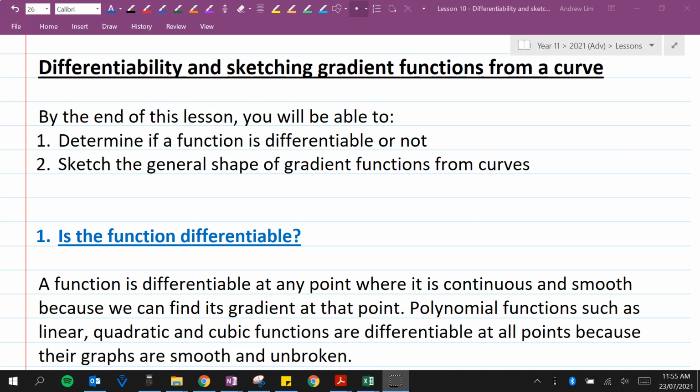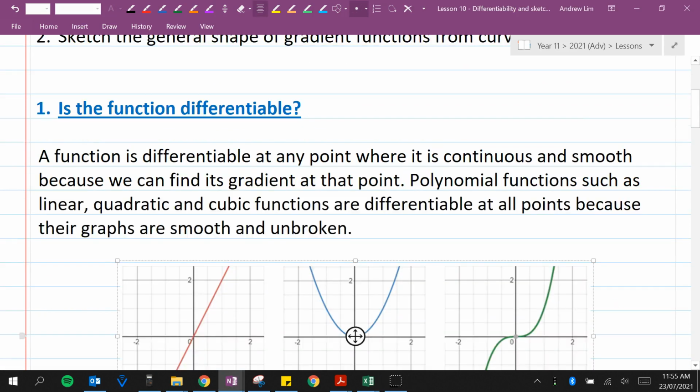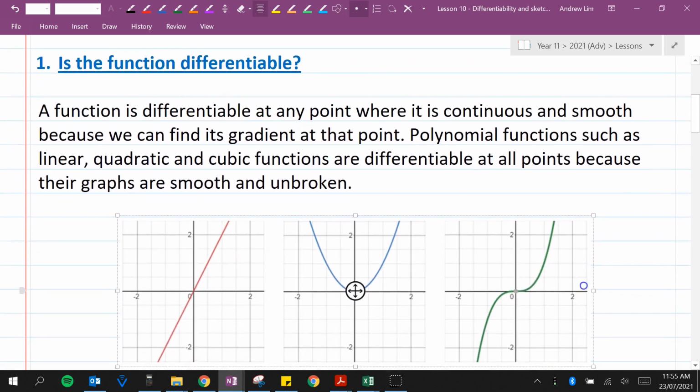In this video, we're looking at differentiability and sketching gradient functions from a curve. By the end of this lesson, you'll be able to determine if a function is differentiable or not, and sketch the general shape of gradient functions from curves. So let's have a look at the first part of this lesson. Is the function differentiable?